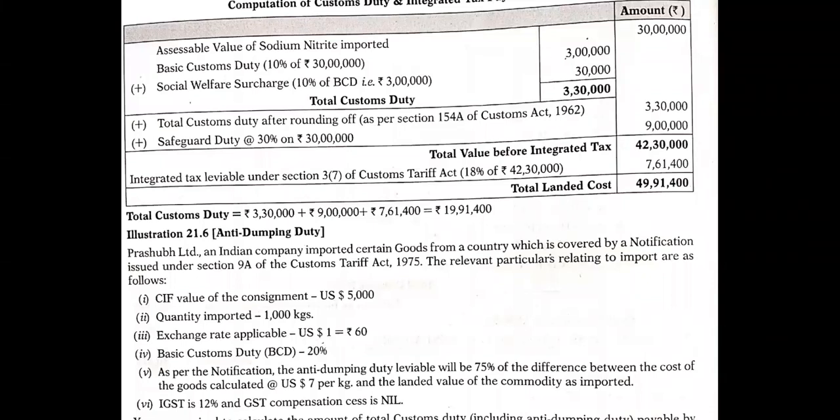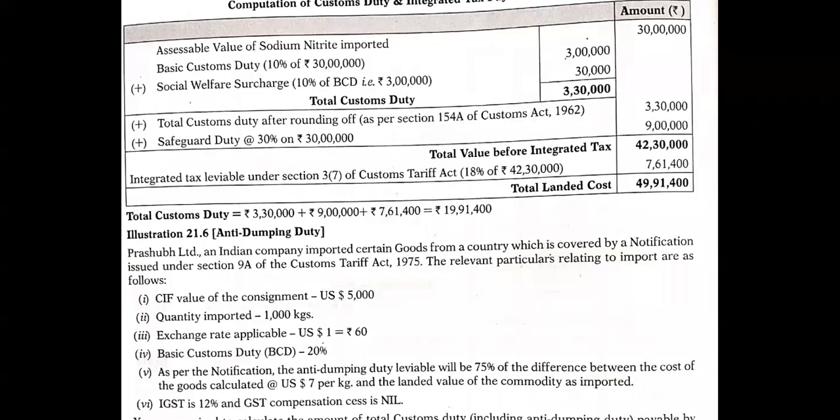Whenever you find that anything you are importing, out of the total share of the import, is more than 3%, right, more than 3%, in that case, the safeguard duty as per Section 8 will be applicable. Generally, it is 30%, right? Up to 30% it can be charged. Now, the total custom duty here is 3,30,000, plus 9 lakh as the safeguard duty, plus IGST, right? IGST, that is 7,61,400. Okay, so the total value of the custom duty is 19,91,400 rupees.